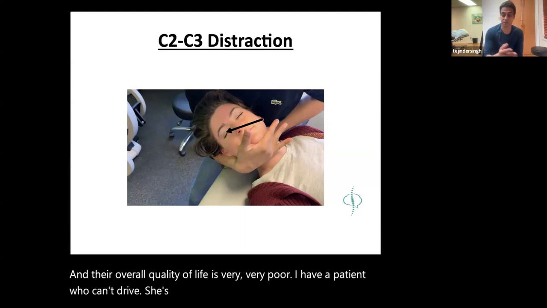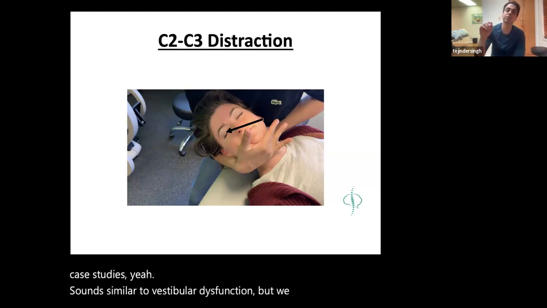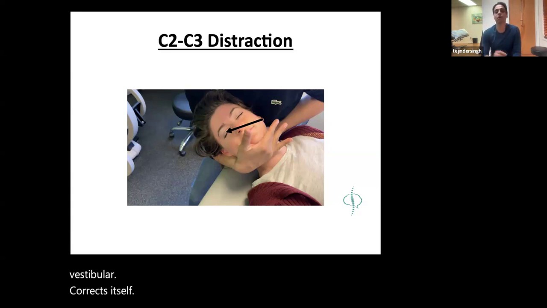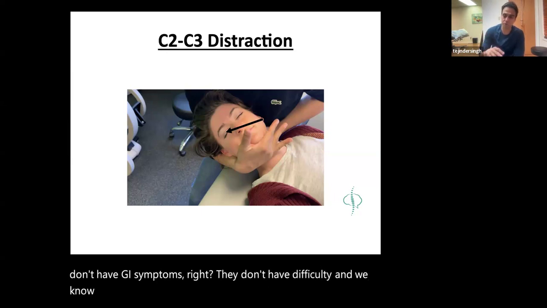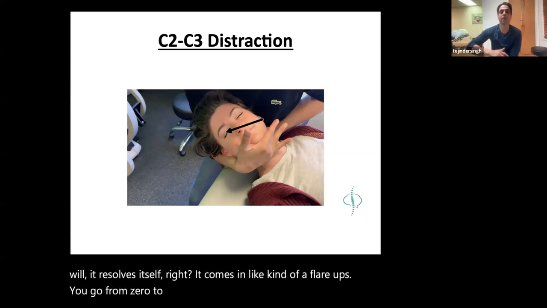I have a patient who can't drive. She's 30-something, 33 years old, one of the case studies. It sounds similar to vestibular dysfunction, but we know that vestibular dysfunction corrects itself, right? If somebody has positional vertigo, they don't have GI symptoms, and if you don't do anything, in a week it resolves itself. It comes in flare-ups. You go from 0 to 100 in a week, and then you're fine.